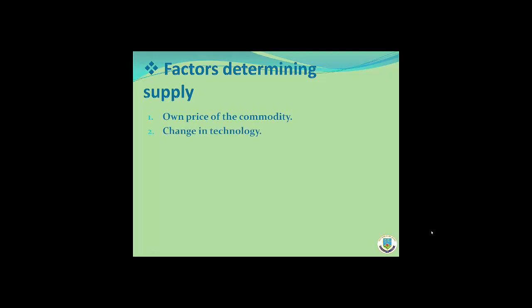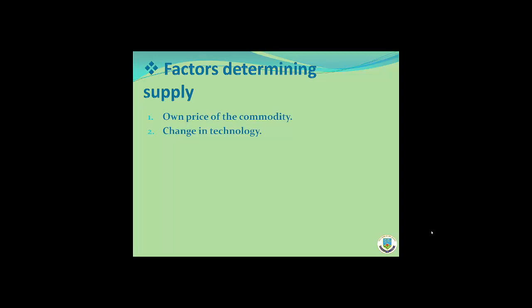Point number 2, change in technology. A better and advanced technology increases the production of a product, which results in an increase in the supply of the product, leading to more profit. For example, fertilizers and good quality seeds increase the production of crops. Better transport facilities increase the supply of a product. It induces the seller to increase the supply.